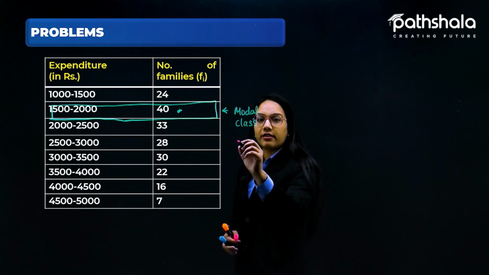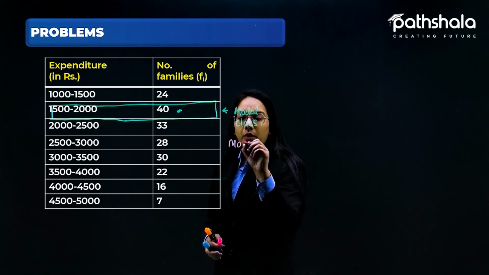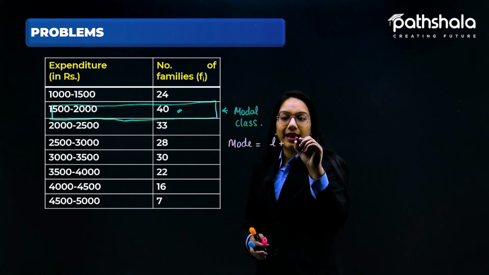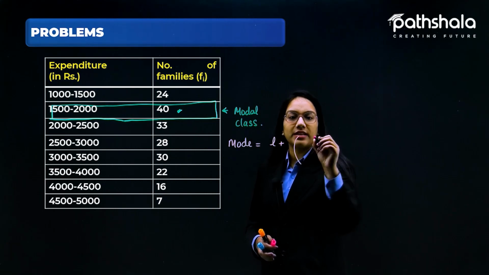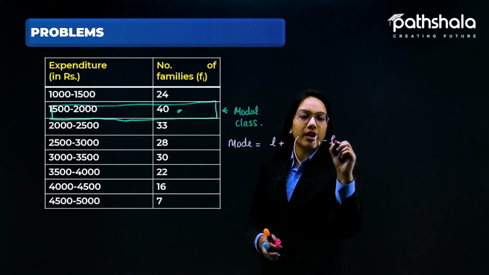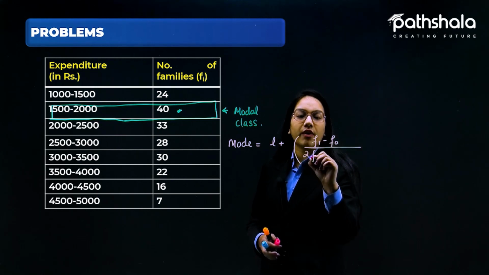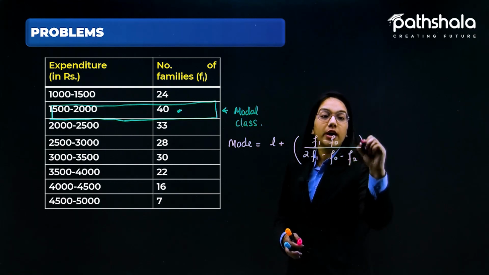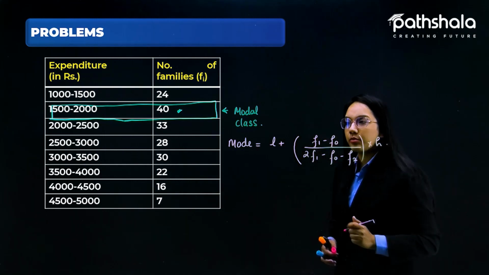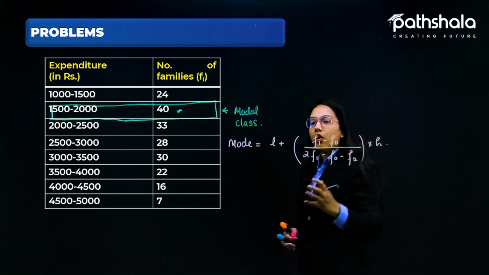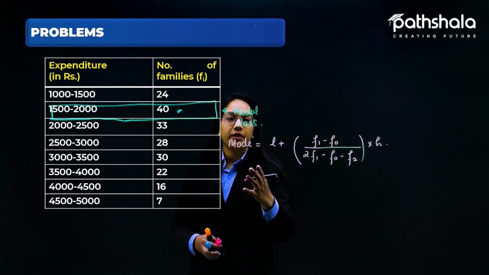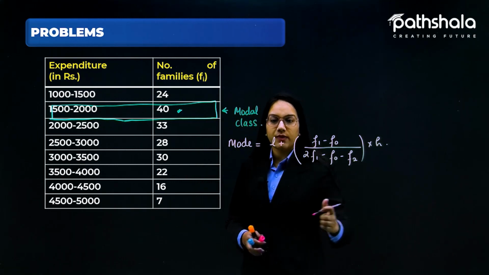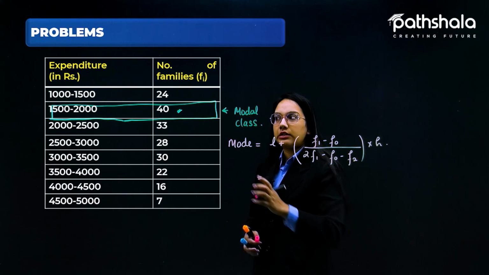Let us write the formula of the mode. Mode is equal to L plus F1 minus F0 divided by 2F1 minus F0 minus F2, into H. This is the mode of this particular frequency distribution, so the mode can be found by using this formula. Let's find the mode of this particular distribution.